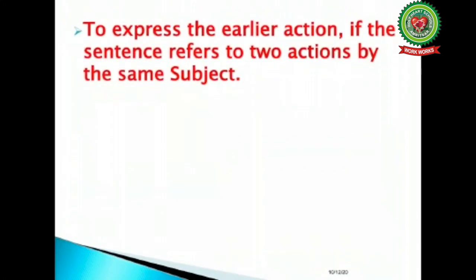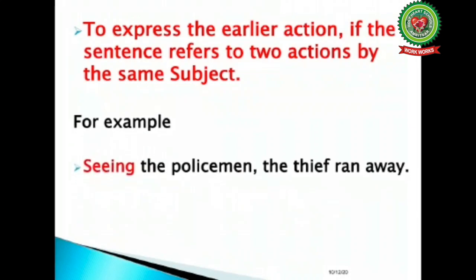Let us proceed further. To express the earlier action if the sentence refers to two actions by the same subject. For example, seeing the policeman, the thief ran away. In this sentence, there are two actions. The first action is seeing and the second is ran. We observe that the subject is the same in both the sentences. Children, the action has already happened. So, we began the sentence with the ing form of the verb see. So, the statement is, seeing the policeman, comma, the thief ran away.